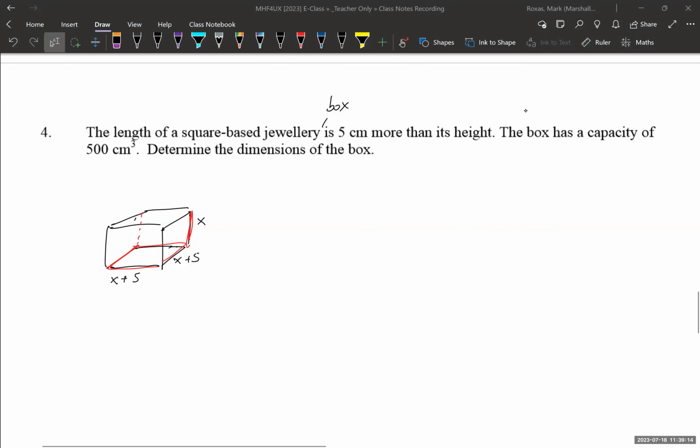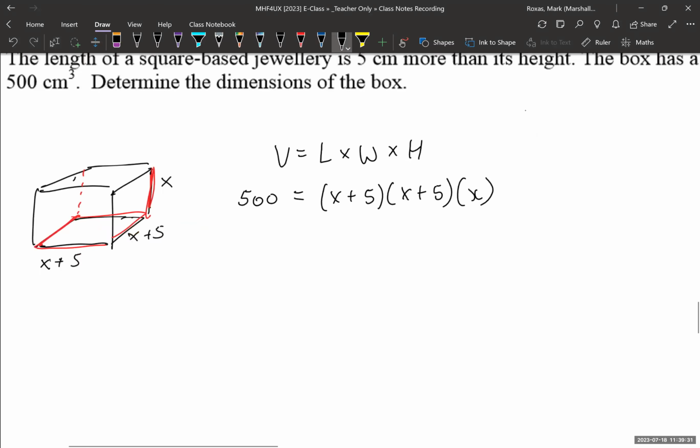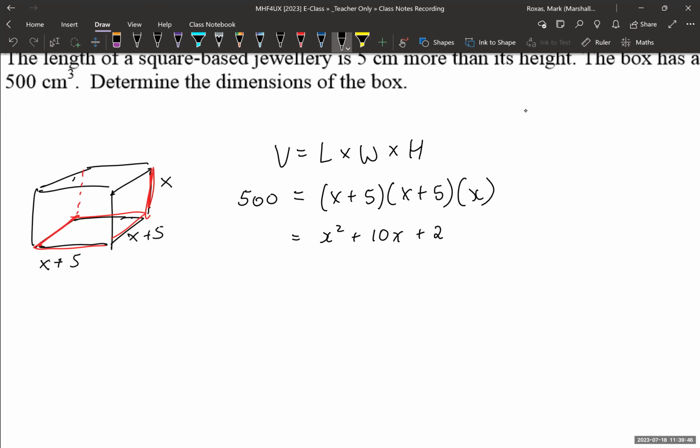Okay, so here we go. We can represent the volume as the length times width times height. So if we know the volume is 500, that's going to be equal to the length, which is x plus 5, times the width, which is x plus 5, times the height, which is x. Okay. And so if I expand this, x plus 5 times x plus 5 is x squared plus 10x plus 25. And if I multiply everything by x, this will become x cubed plus 10x squared plus 25x. And that's equal to 500.